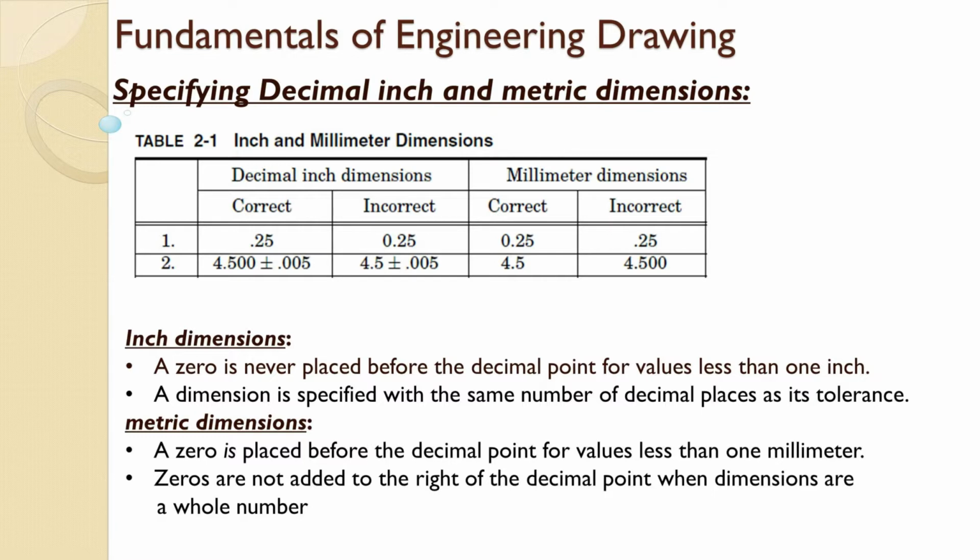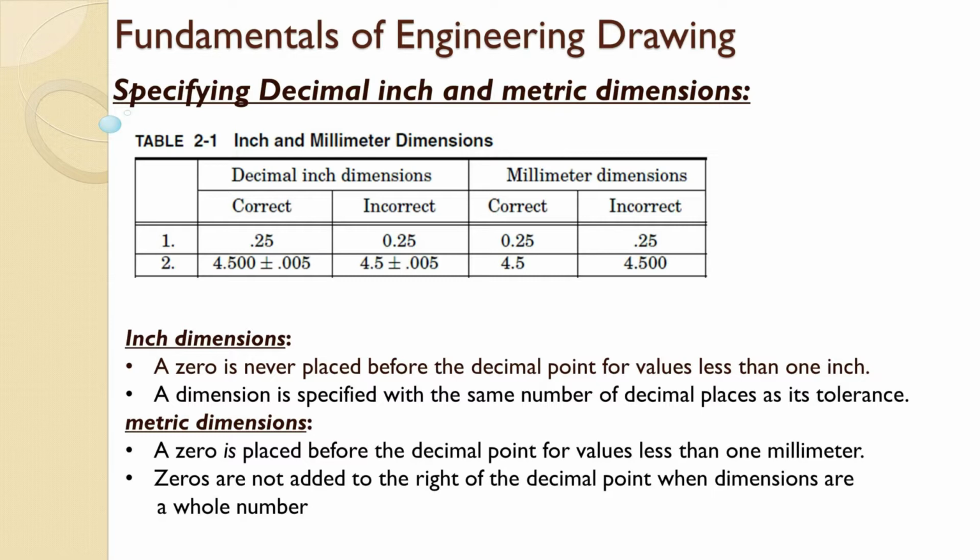When specifying decimal inch dimensions on drawings, we have to keep in mind a few rules. First, a 0 is never placed before the decimal point for values less than 1 inch. The second one is that a dimension is specified with the same number of decimal places as its tolerance, even if zeros need to be added to the right end of the decimal point.